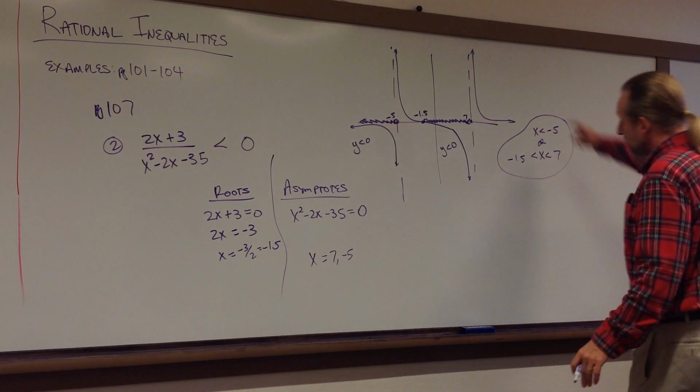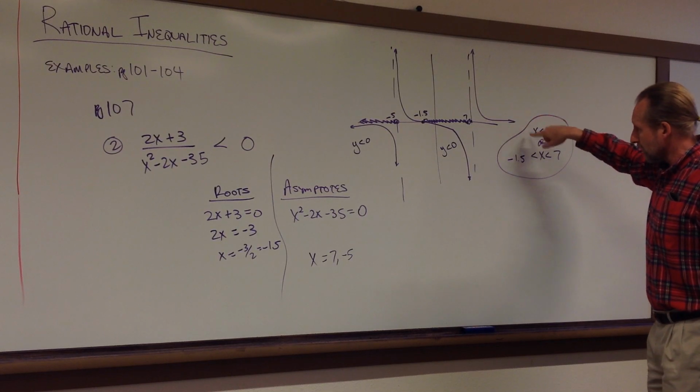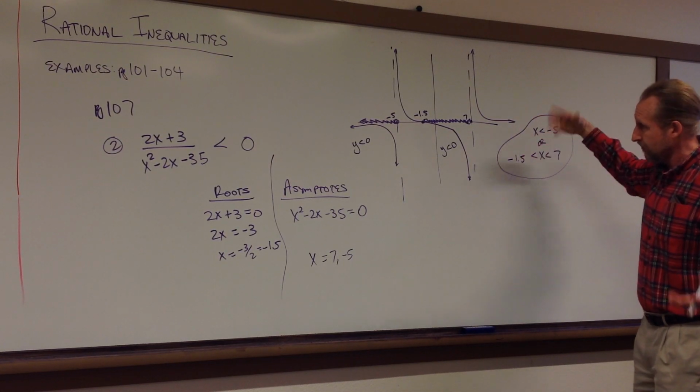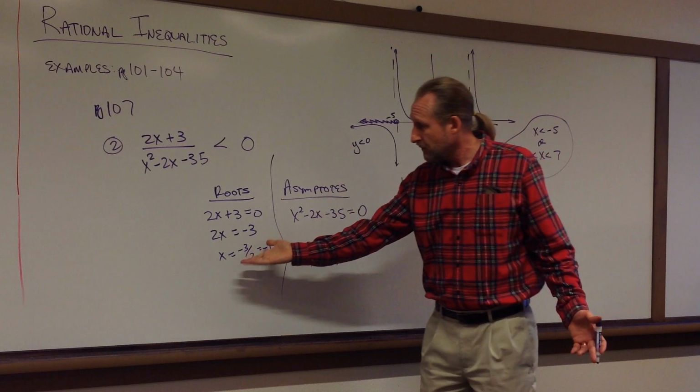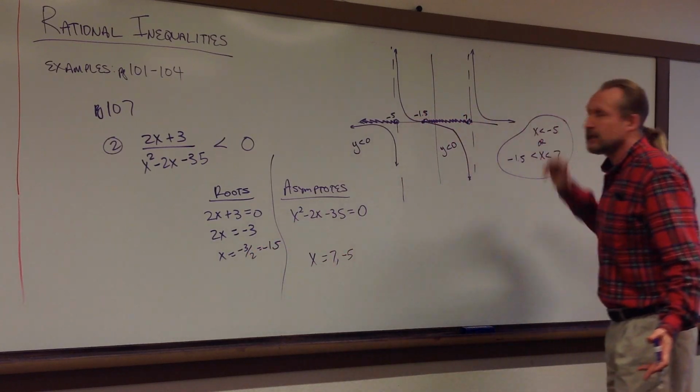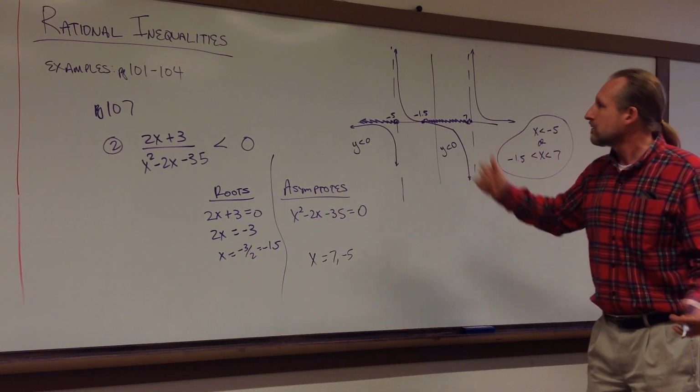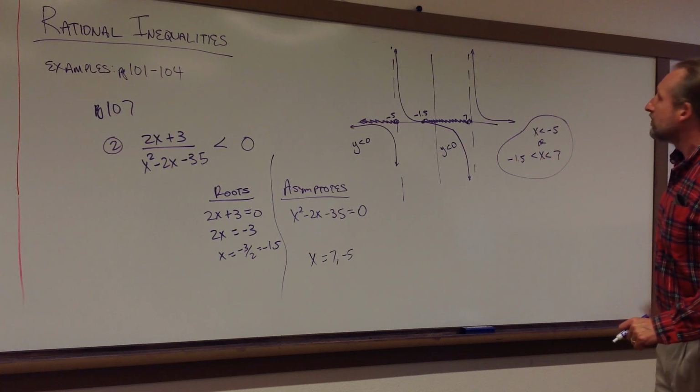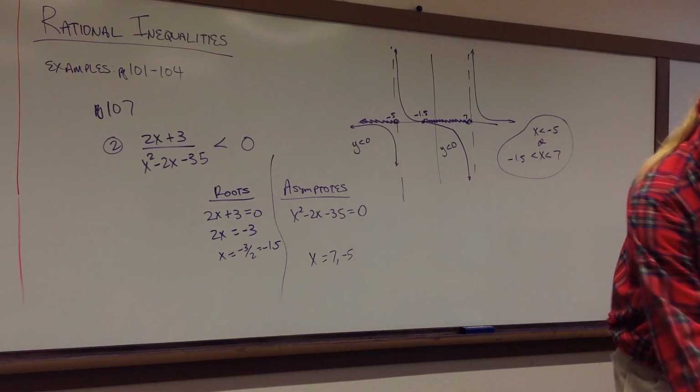And again, how do you know that this isn't going to cross over again and become negative? Well, if it did, you'd have to have another root or another asymptote, and we've already found them all. Okay? So, that's it for number 2.